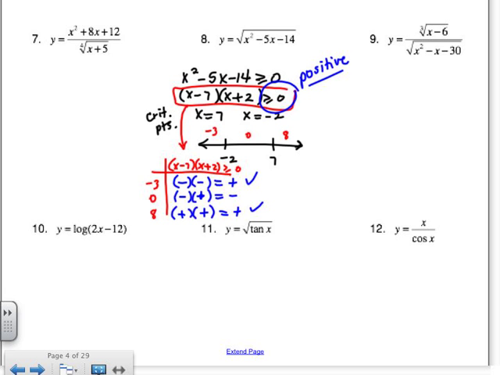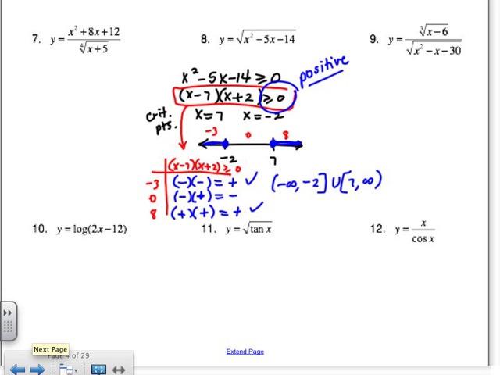We wanted positive numbers. So -3 worked, and any number on the left of -2 would work. 8 worked, any number on the right of 7 would work. We want greater than or equal to 0. Well, the critical points are what made it equal to 0, right? So we fill in. So your solution set is -infinity to -2, bracket, union, bracket, 7 to infinity, like that.